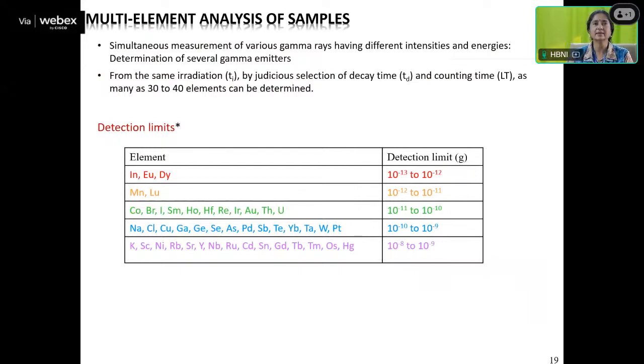Now, multi-element analysis: simultaneous measurement of various gamma rays having different intensities and energies, and determination of several gamma emitters, can be done simultaneously. Therefore, it is a multi-elemental technique. For the same irradiation time, by judicious selection of decay time and counting time, as many as 30 to 40 elements can be determined at the same time. So this is the list of elements and the detection limits obtained in neutron activation analysis, and you can see all are at the nanogram or picogram level, or ppt.